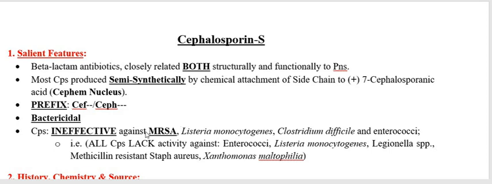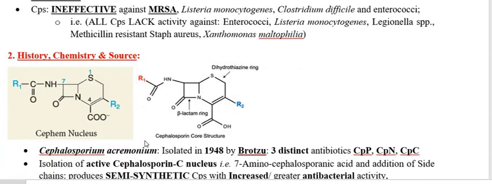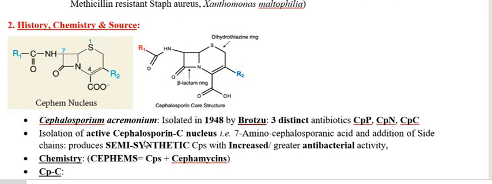The new entry that belongs to the fifth generation cephalosporins is going to kill methicillin-resistant Staph aureus. Now we have to go through the history, chemistry, and source of the cephalosporin.